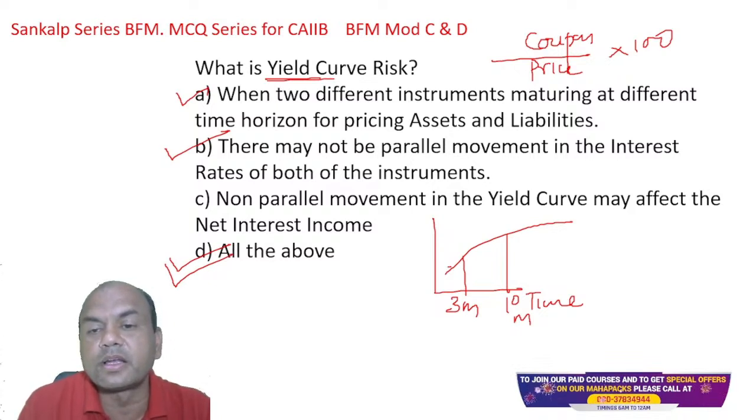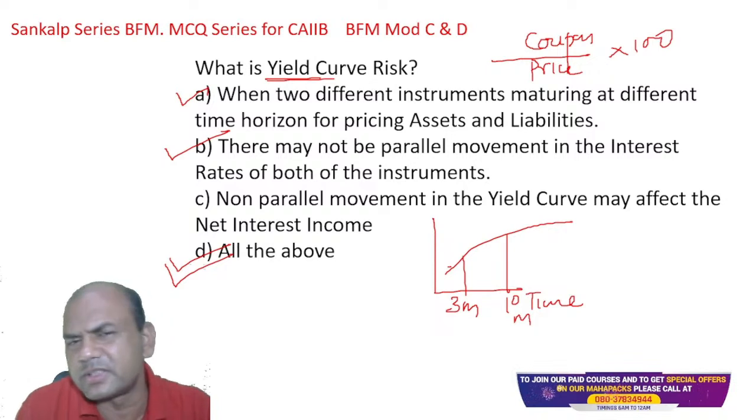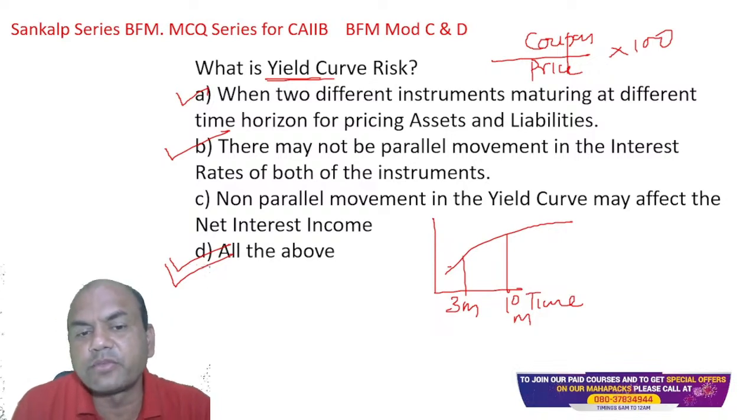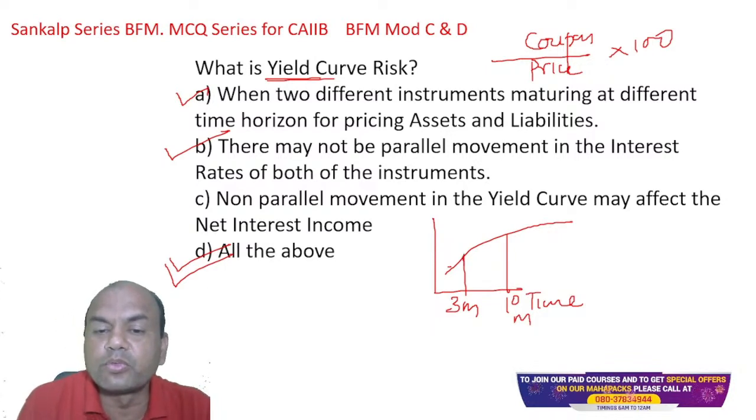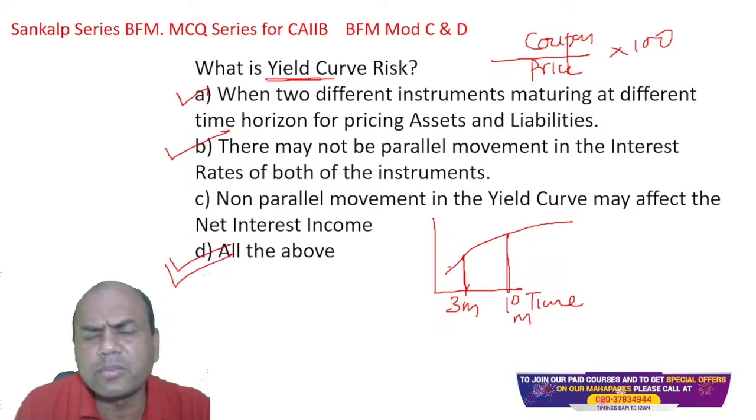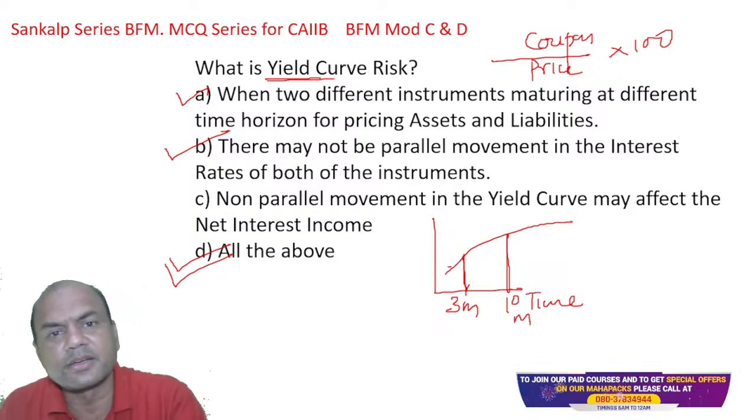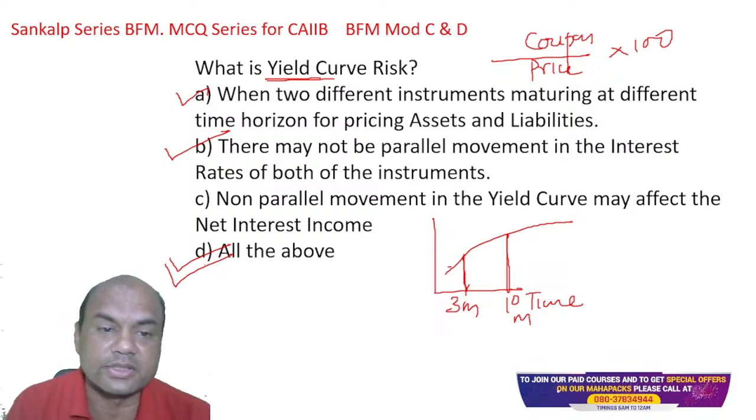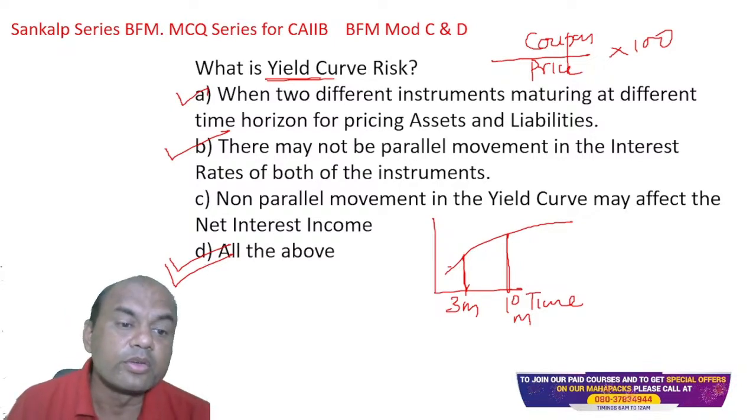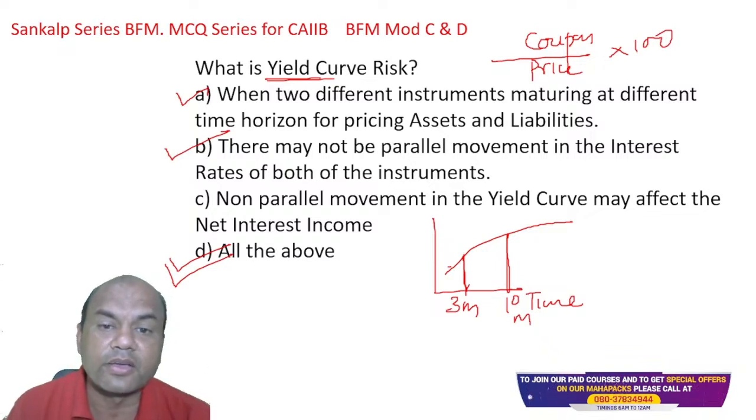Non-parallel movement in the yield curve may affect the net interest income, obviously. And net interest income will be affected if 3 months moves faster and 10 years moves slower. So it will be definitely affected, isn't it? So that is again a yield curve risk. Got it, everyone? So what is the yield curve risk? Everyone has got this?